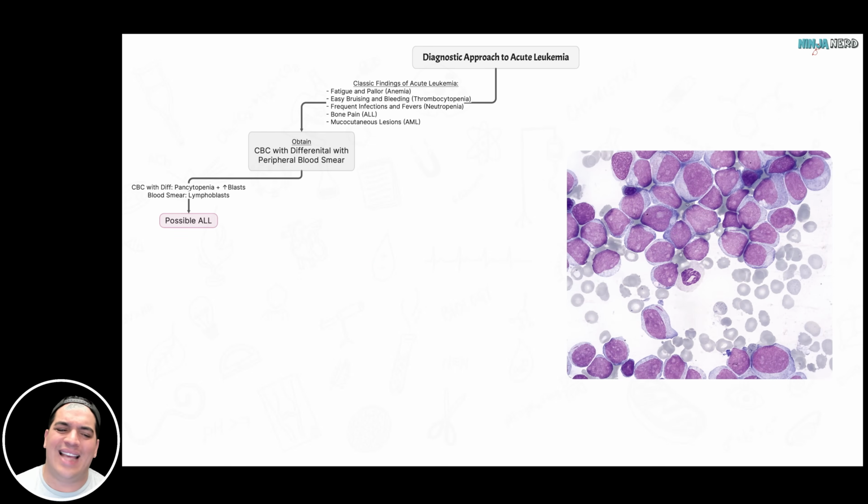Now, it doesn't guarantee that the patient has ALL. The reason why is this is just in the peripheral blood. I actually have to confirm that this is in the bone marrow. So I would have to follow up and get a bone marrow biopsy.